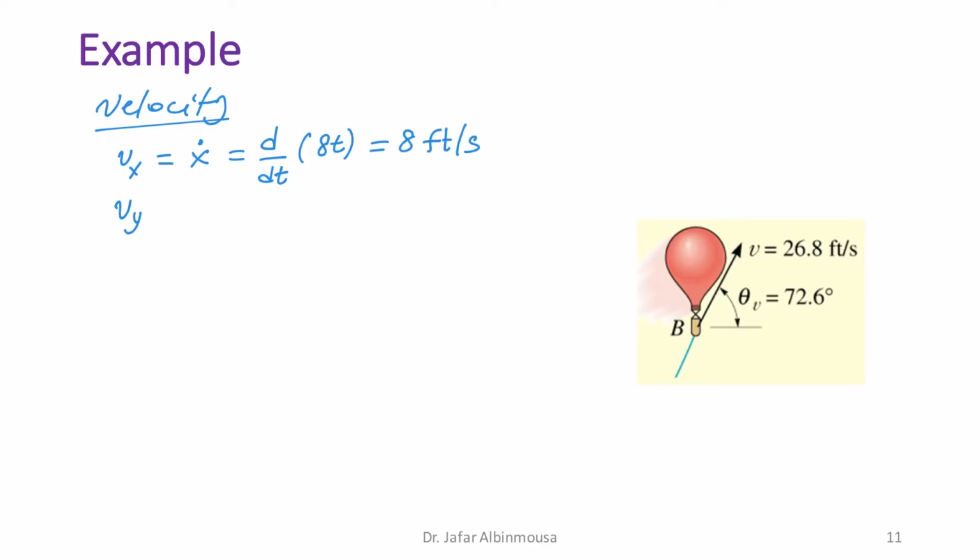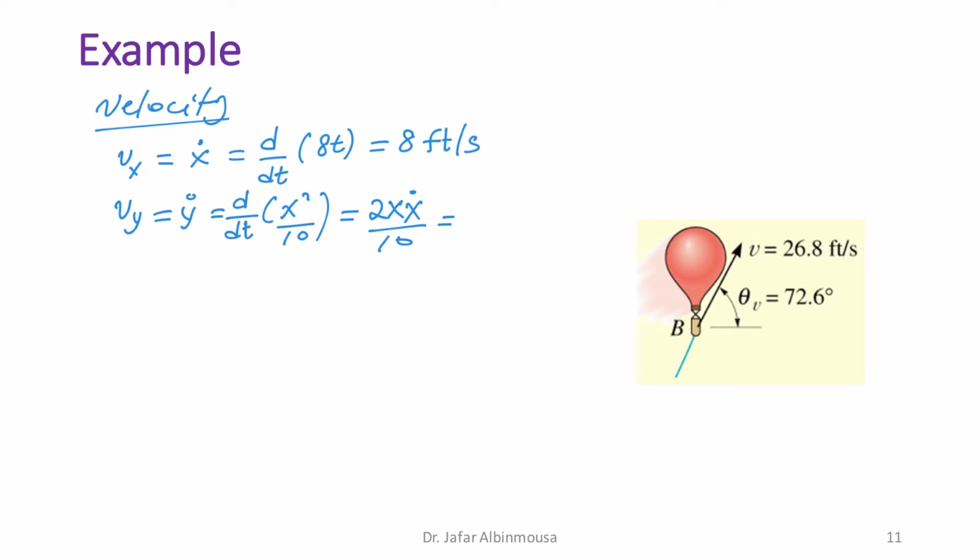While vy, which is y dot, is equal to the time derivative of x squared over 10. Now, for the derivative of this one, you need to be very careful. First, you take the derivative of x squared. So the derivative of x squared is 2x. And then you take the derivative of x with respect to time. So this is going to give you x dot. And then you would have 10.